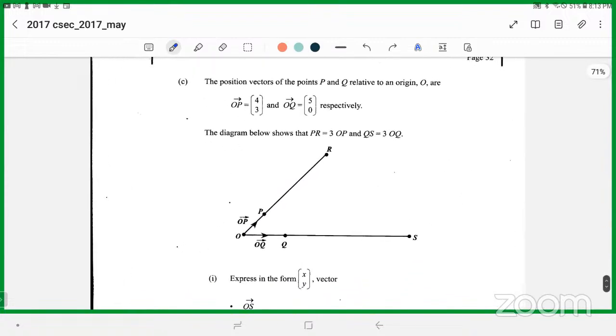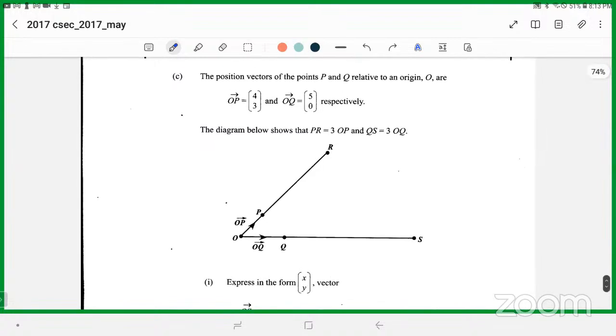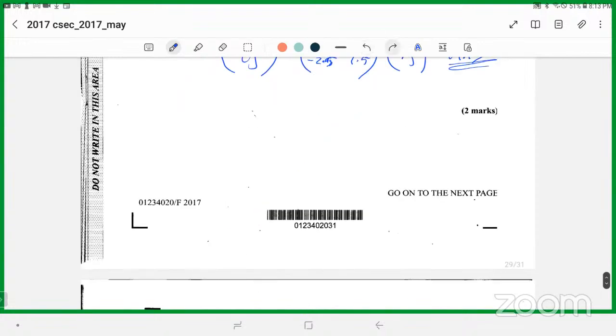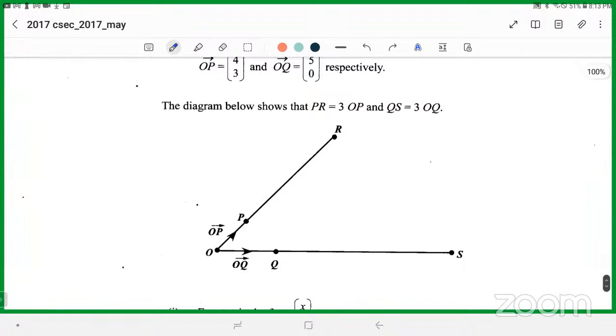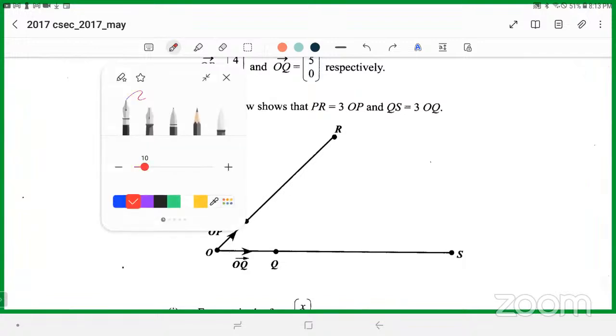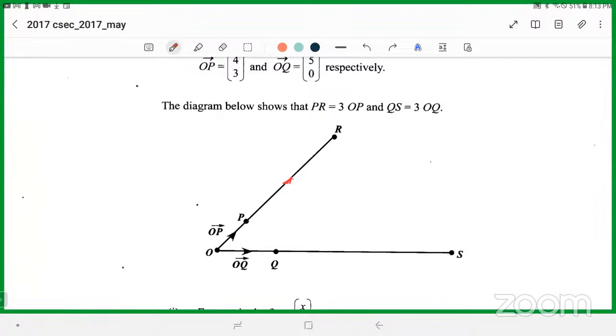Vectors. Finishing strong. It says position vectors of points P and Q relative to an origin O. That's OP, that's OQ. This is P and this is Q on the diagram. It says the diagram below shows that PR is 3 times OP. This PR is 3 of this. Watch this now. This vector here is 3 OP. So it means that OR is 4 OP. Can you see that?